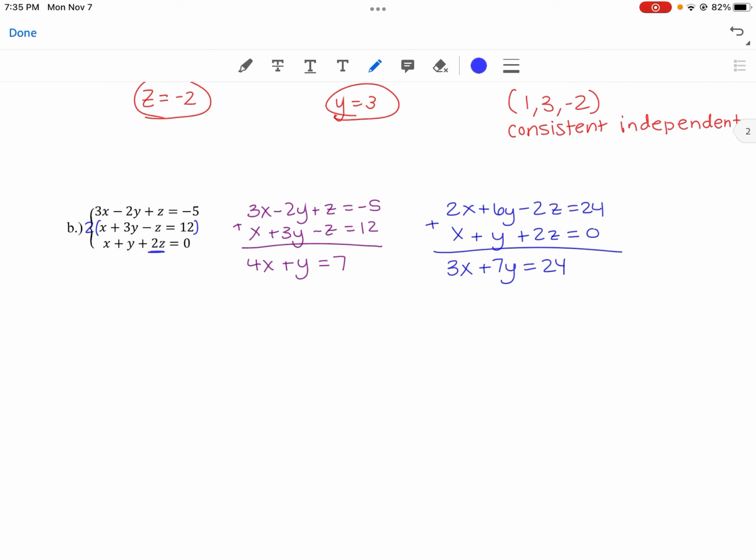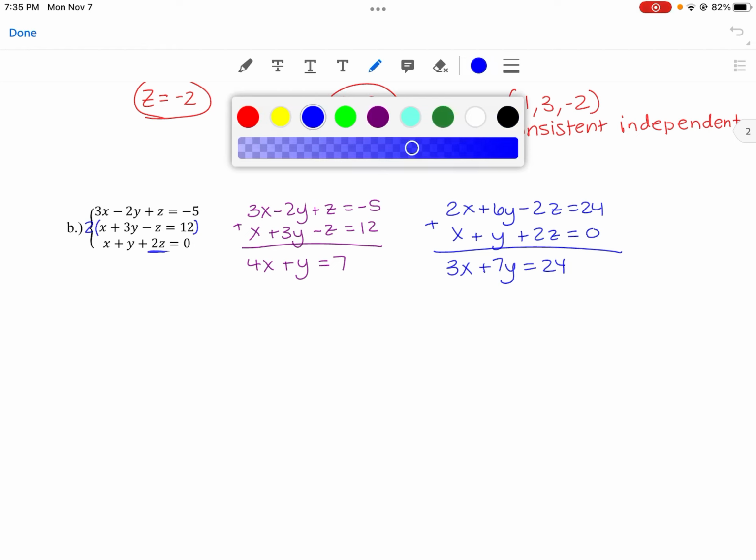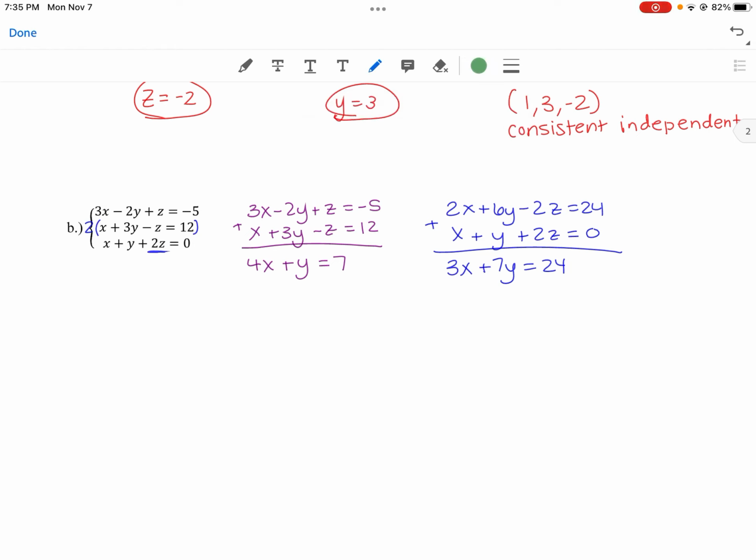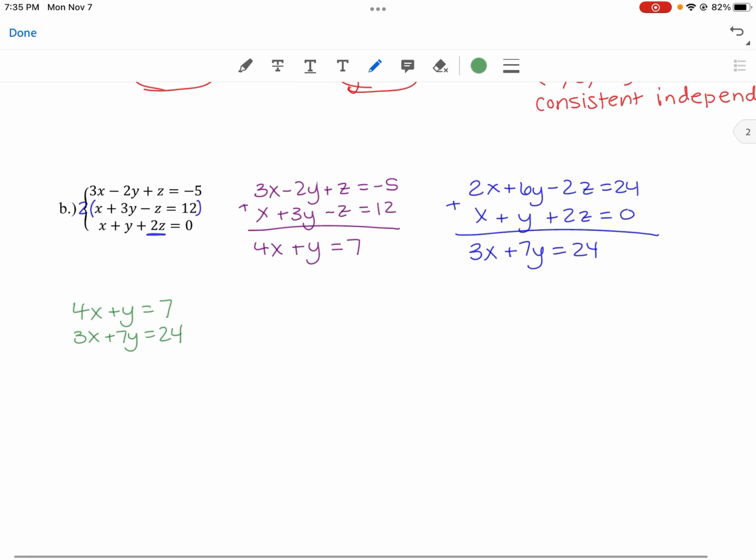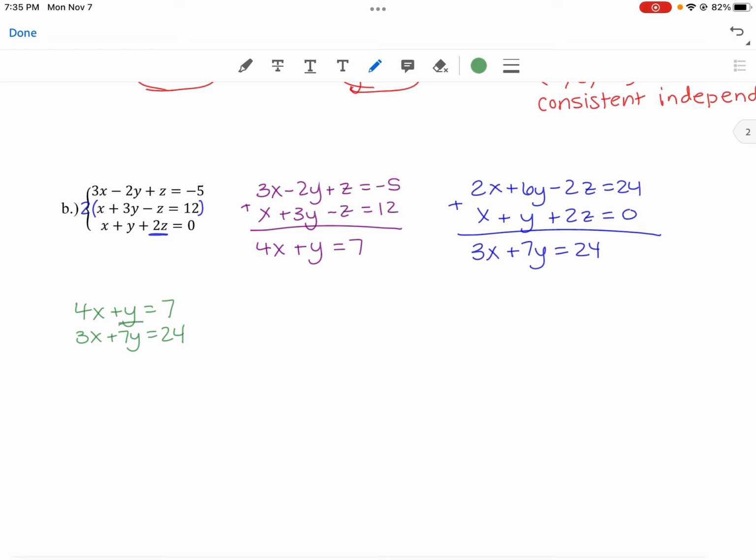Okay, I now have a 2 by 2 system, right? That just has x's and y's. So you can think about it as 4x plus y equals 7, and 3x plus 7y equals 24. So notice, let's say we have the y's cancel. Ideally, if you have those ones, that makes things easier. You could have the x's cancel, but you're going to multiply one by a negative 3 and the other one by 4, which is just a little more work.